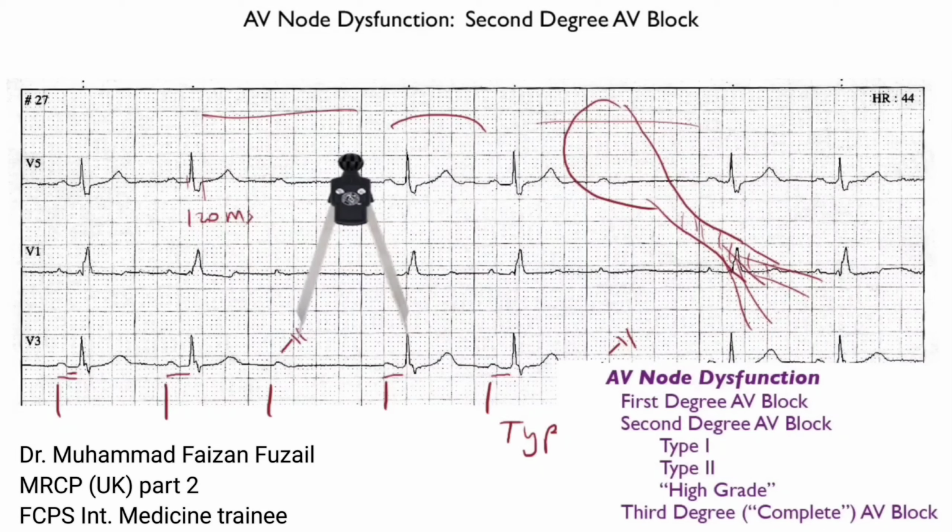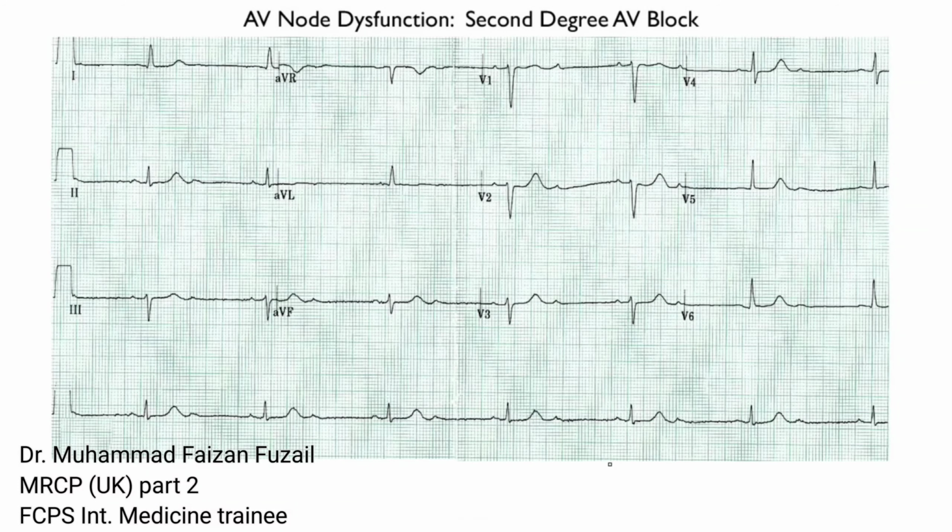High grade AV block is unique and it's defined as second degree AV block but worse than 3 to 2 conduction. In other words, 3 to 2 conduction is the worst you can get for type 1 or type 2. So that's not what this is. What you have is 2 to 1, 3 to 1 or anything higher than that.